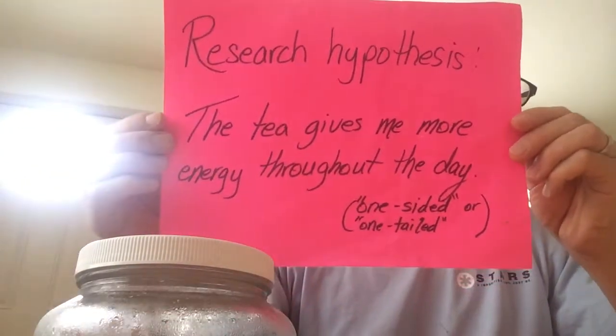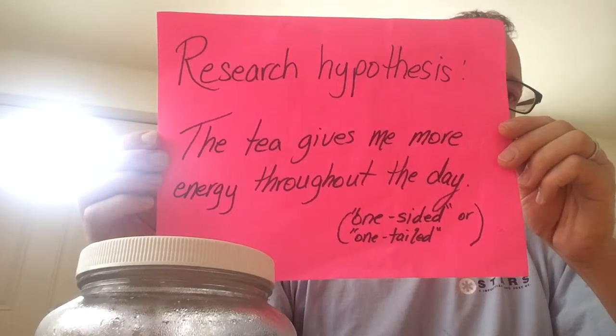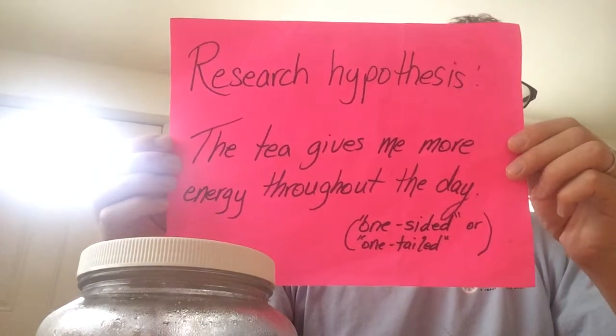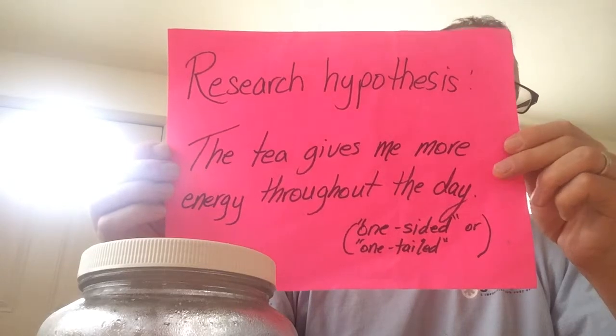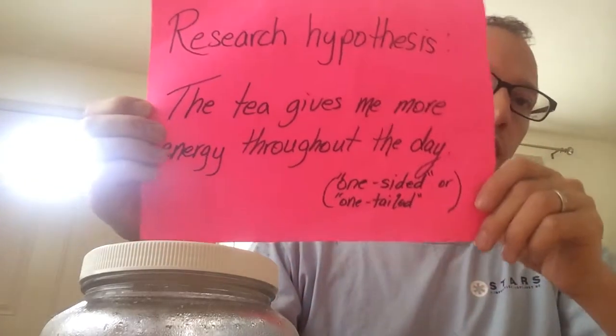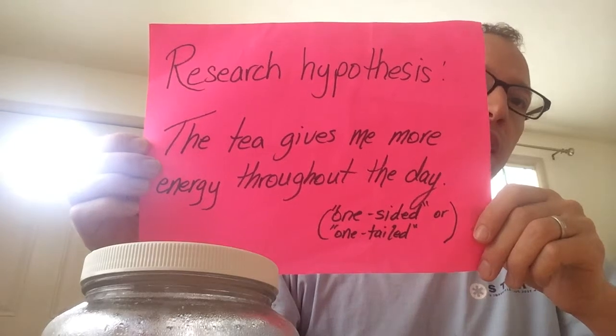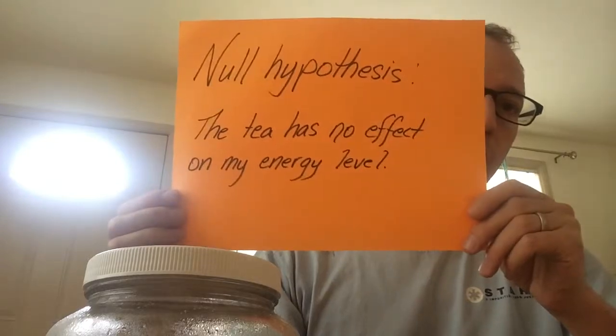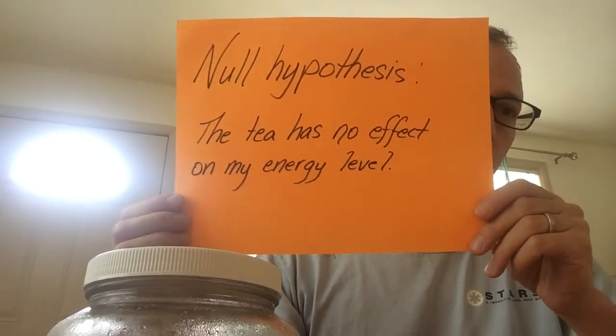Actually, I have a research hypothesis first. The research hypothesis is that the tea gives me more energy throughout the day. Okay, this is a one-sided hypothesis. What that means is I'm saying the effect will be in a certain direction. A two-sided hypothesis would be something like the tea has an effect on my energy, but I'm not saying whether it gives me more energy or gives me less energy. In either case, the null hypothesis is that the tea has no effect on my energy level.